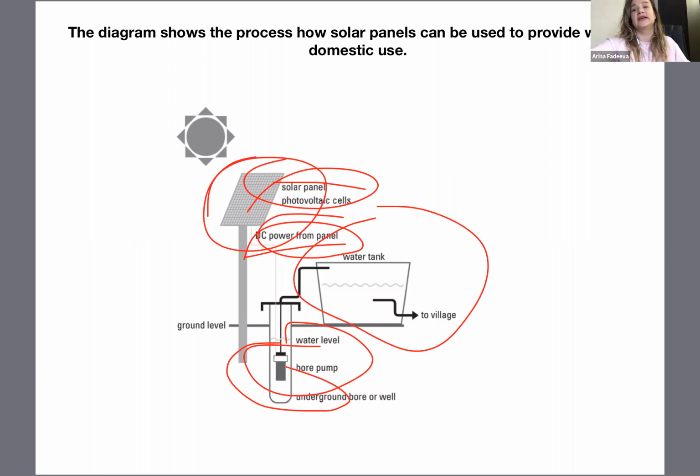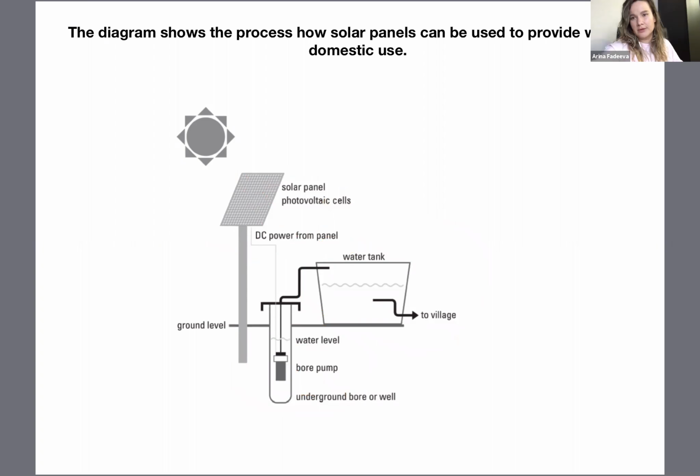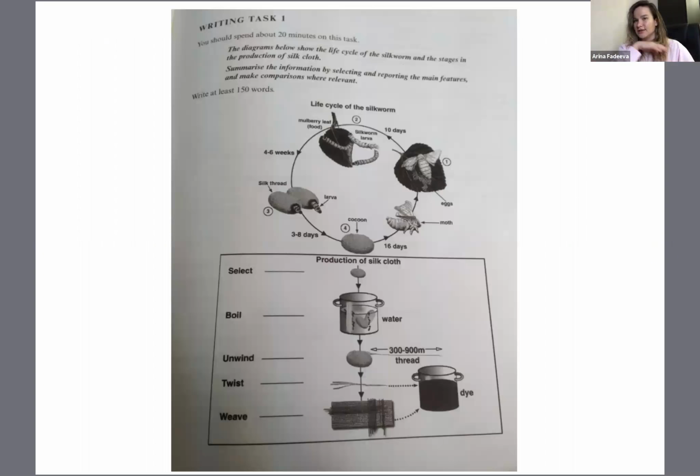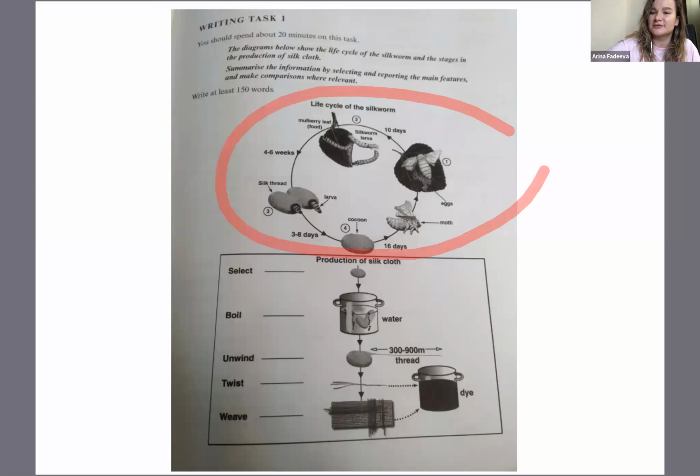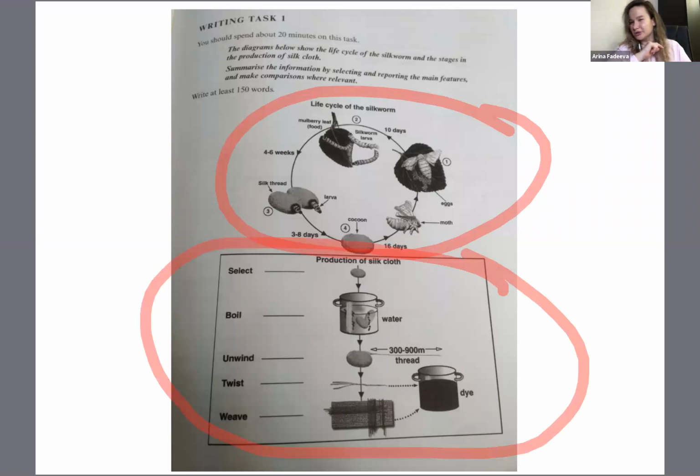Then we just say, at the first stage, something happens. At the next stage, then after that, and so on. All right, this is a cycle and a process together. I'm pretty sure you can't see clearly. I'm sorry, it's just a photo from a Cambridge book. But anyways, a life cycle of a silkworm. If you don't know what the silkworm is, it's fine.